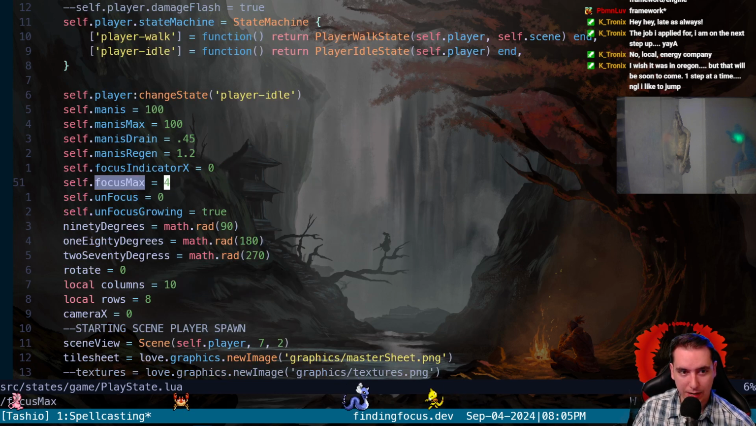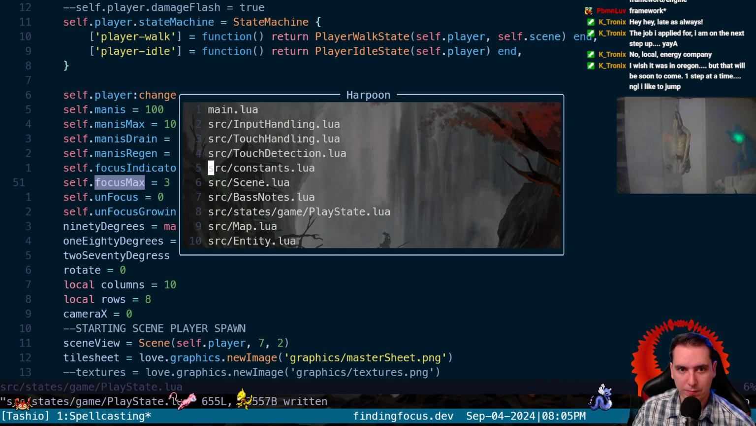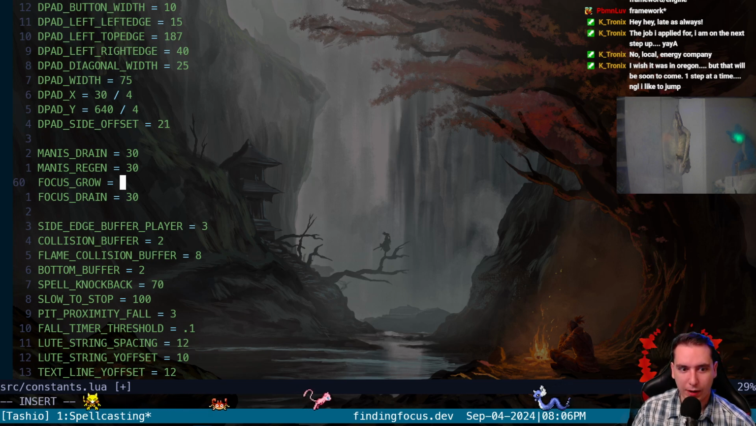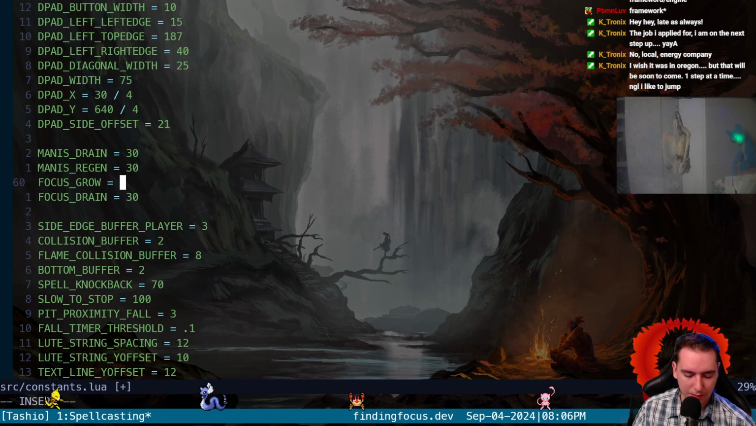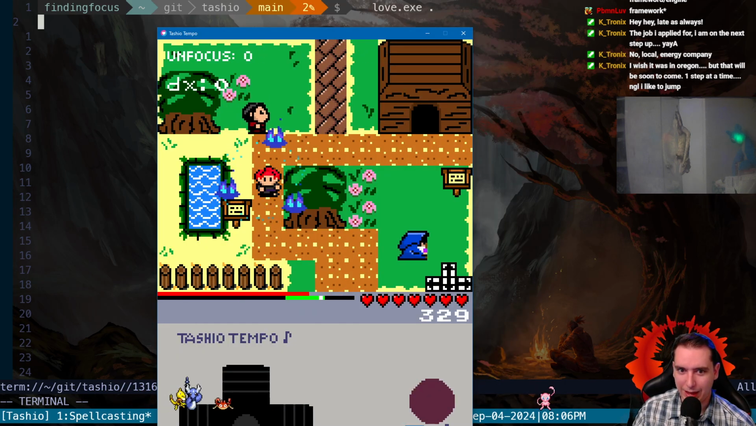Okay, let's take our focus max down to 3, and then we'll up our focus grow so that we swap a little faster. If we go with the speed bump metaphor for our unfocus modifying this, focus grow would be the proximity of speed bumps, whereas focus max is the length of the speed bump. I think that makes sense. So let's say focus grow 50. Let's see if we can notice it at this point. Yeah, it's like little stuttering.